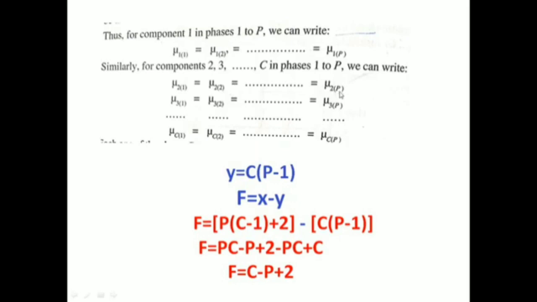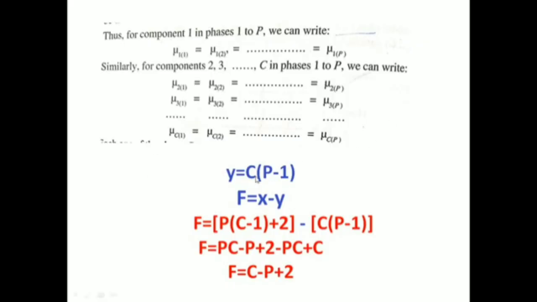This continues up to the component C, and in the case of component C, the chemical potential in phase 1 is represented by muC1, in phase 2 by muC2, and in phase P by muCP. So for each component, there are P minus 1 equations possible. That is, this component 1 is distributed in P phases. Therefore, the number of equations possible for this particular component is P minus 1. There are a total of C components. Therefore, the total number of equations or relations possible is Y equal to C into (P minus 1).